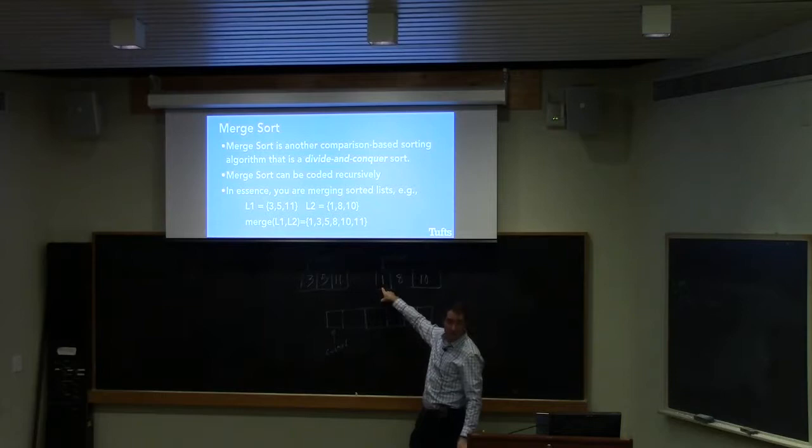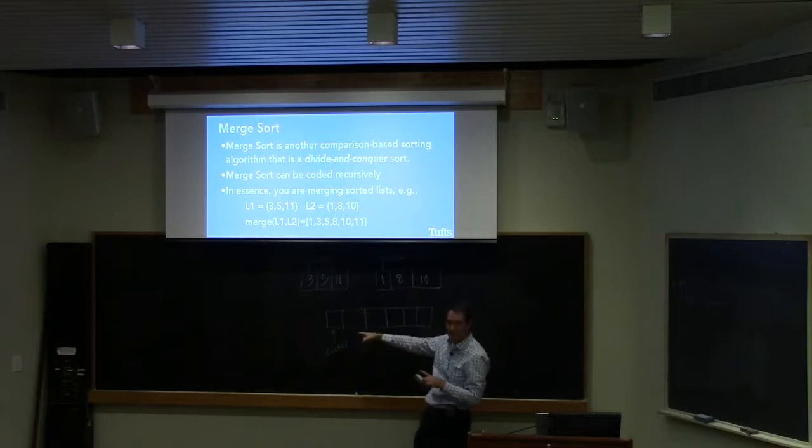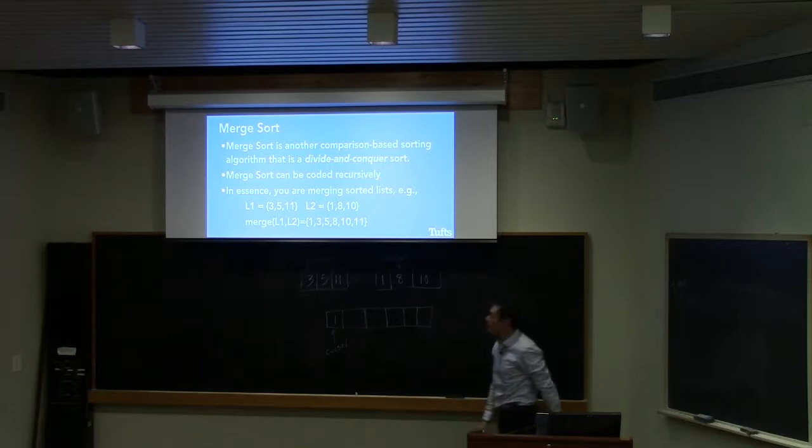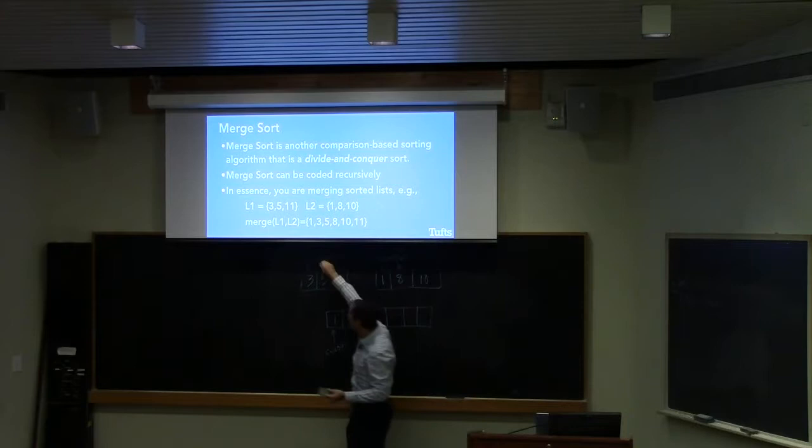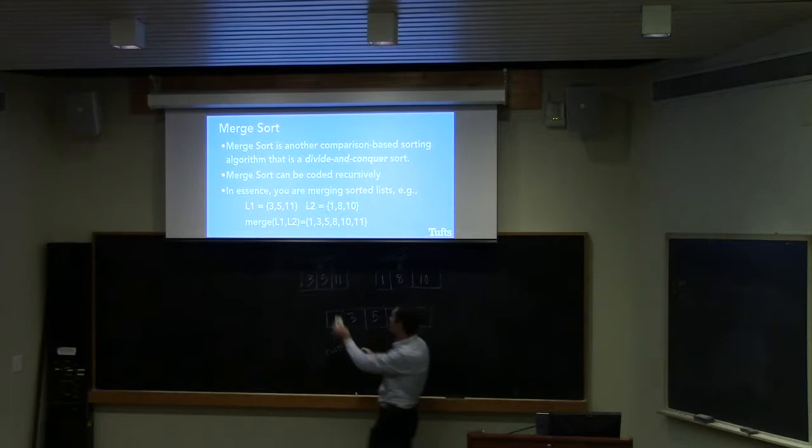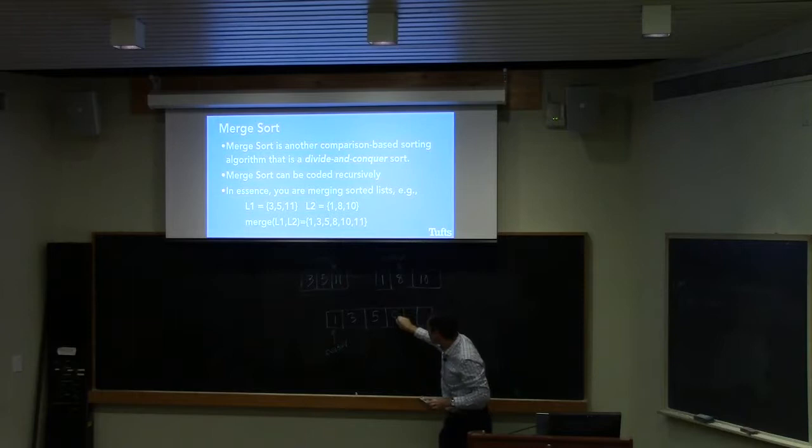Okay, so to start out, we look at 3 versus 1, and which one goes down here? 1, and we move this cursor over to the 8. Right? And then which ones do we compare? 3 and 8, and of course 3 goes here, we move the cursor down here. Then 5 versus 8, 5 goes down here, move the cursor over. And then 11 and 8, 8 goes down here, this one goes over to here, and then 10 and 11, 10 goes down here, and then what do we do?